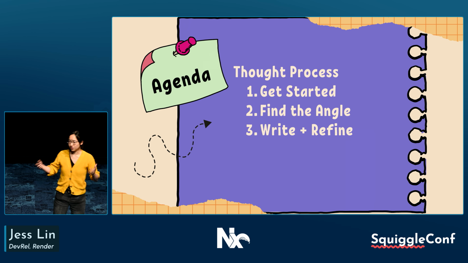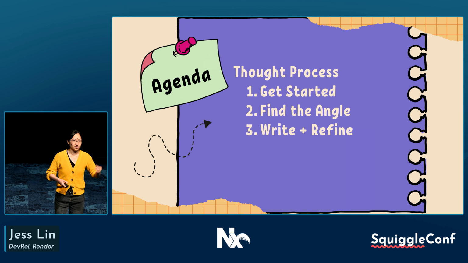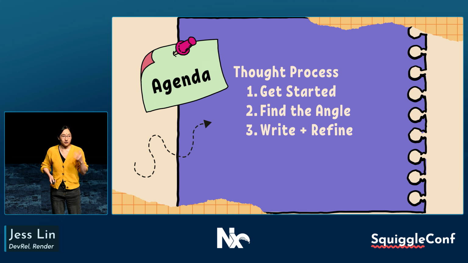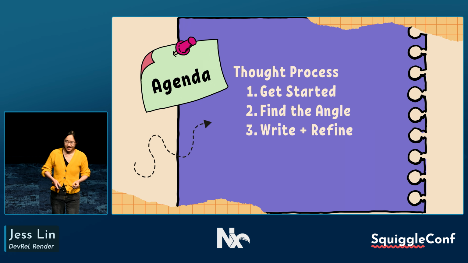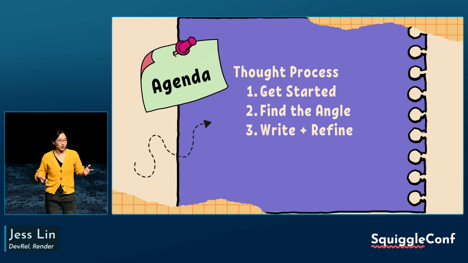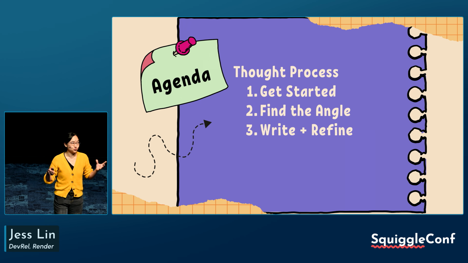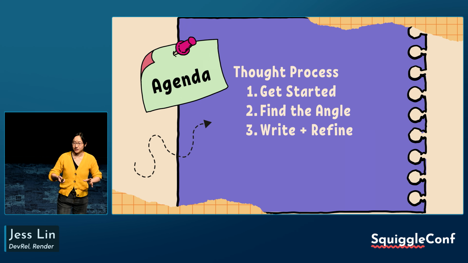I will talk about the thought process behind writing, and I'll break this down into the 3 phases that we typically take when we're writing a piece. First is getting started. So that's like finding your topic. Then immediately after you find the topic, you have to figure out how you're going to talk about it. So that's finding the angle. And then finally, we'll dig into actual words and revision.